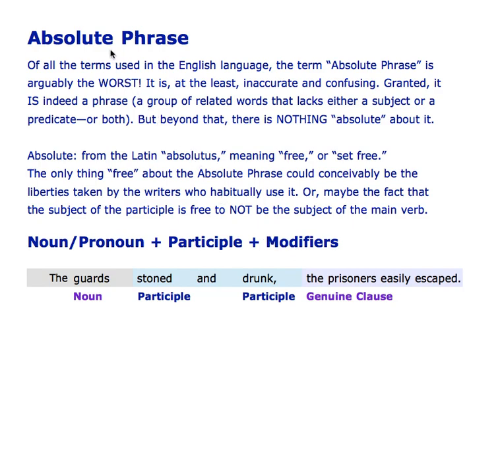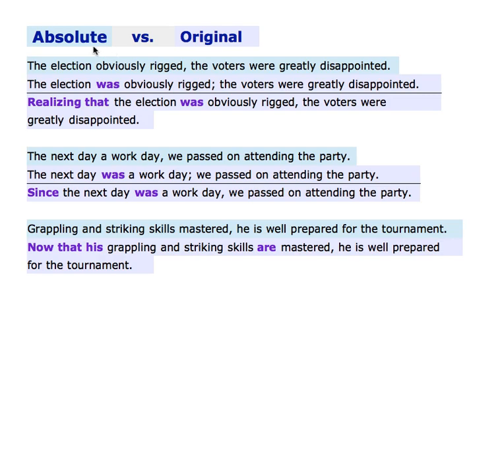And that's what the whole world calls the absolute phrase. You'll see this all over the internet, and no one on the internet will tell you what I'm about to tell you. Now here's an example of an absolute structure versus the original. Okay, in this sentence is an absolute phrase. The election obviously rigged. The voters were greatly disappointed. The election obviously rigged is your absolute phrase. All right.